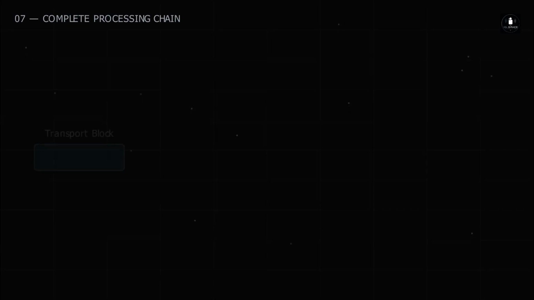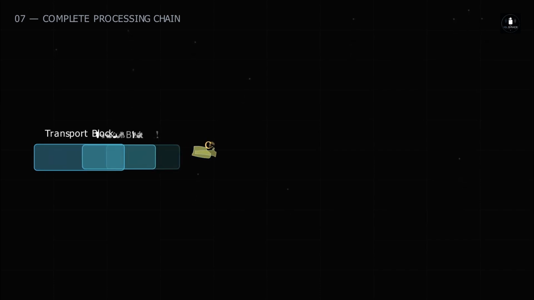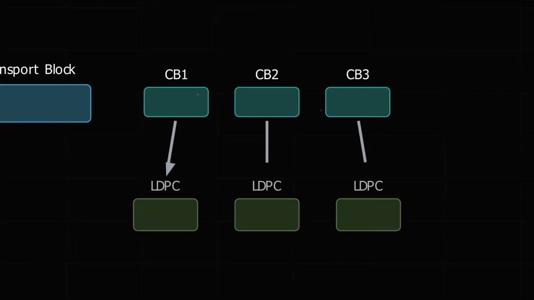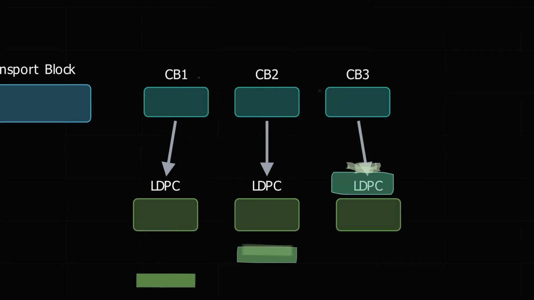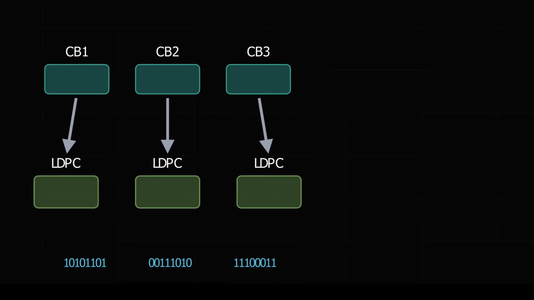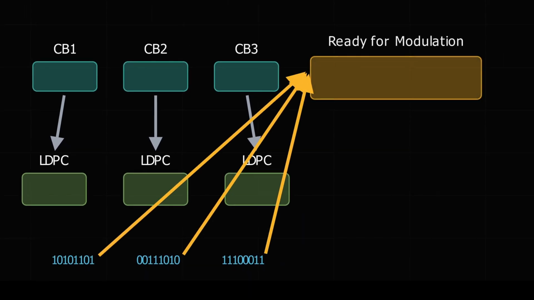Let's quickly review the complete PDSCH processing chain. First, a cyclic redundancy check is attached. Large transport blocks are segmented into multiple code blocks. Each code block is independently protected using LDPC encoding. Rate matching adjusts the number of bits according to the available radio resources. Finally, the encoded bits are scrambled to randomize the transmitted sequence. The processed bits are now ready for modulation and resource grid mapping.